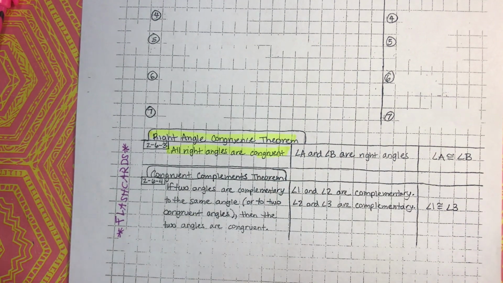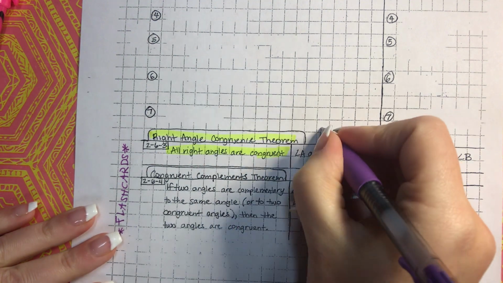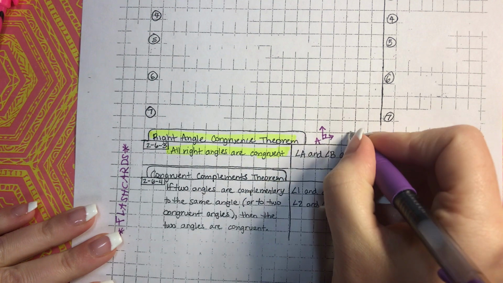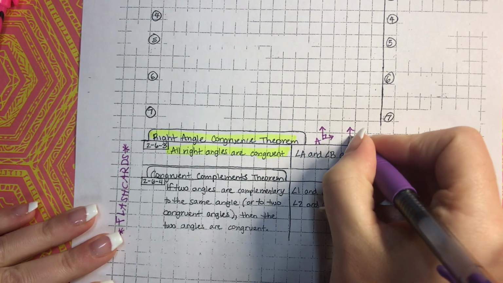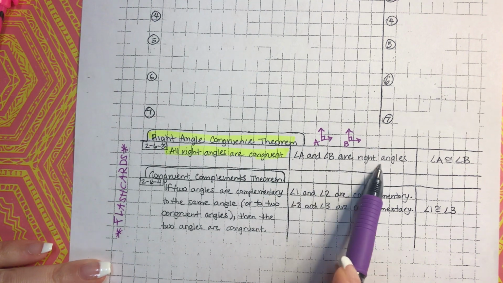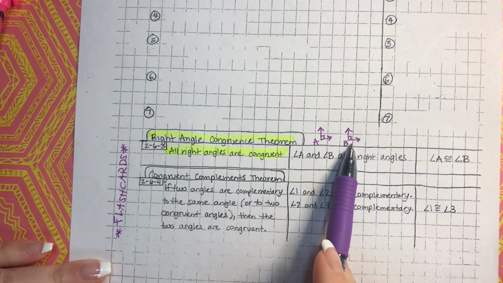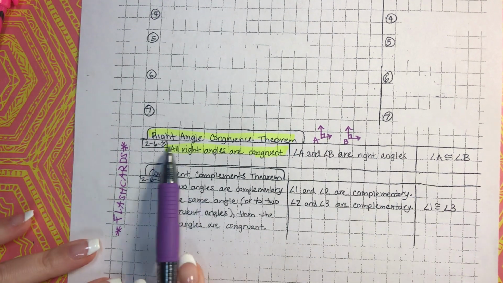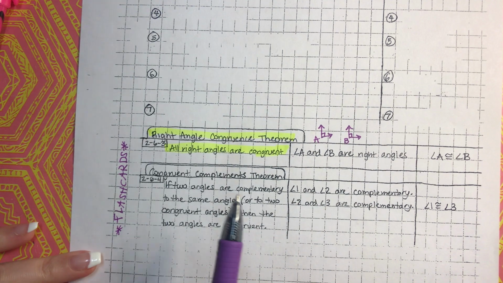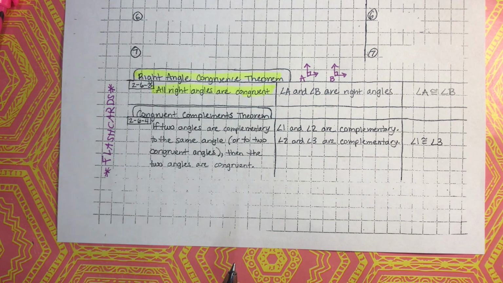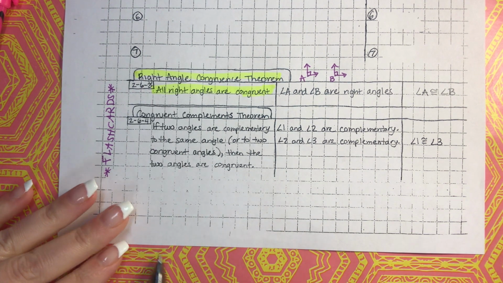All right angles are congruent. Well, what is a right angle? It's an angle that's 90 degrees. So if we have one right angle that's equal to 90 degrees, and this is A, and then we have another right angle which is equal to 90 degrees, and that's B, and angle A and angle B are right angles, then they're both equal to 90 and they're congruent to each other. Okay, that's the right angle congruence theorem. That one seems pretty obvious. Okay, but now it has a name.